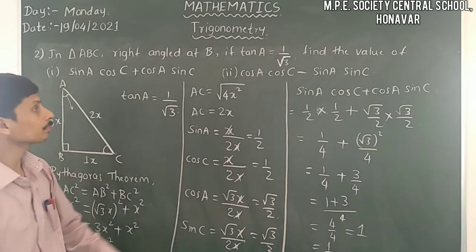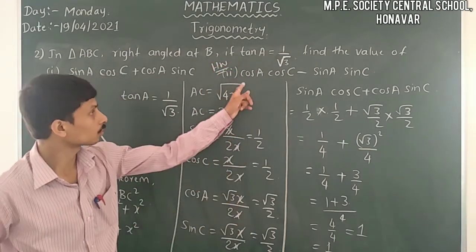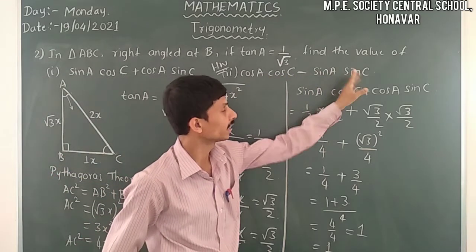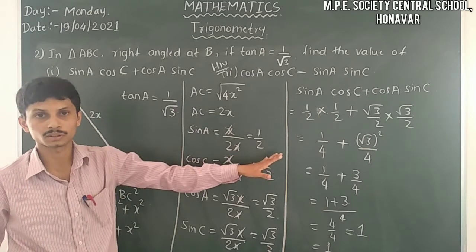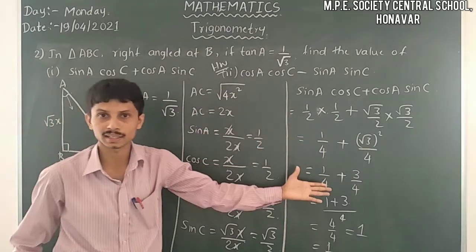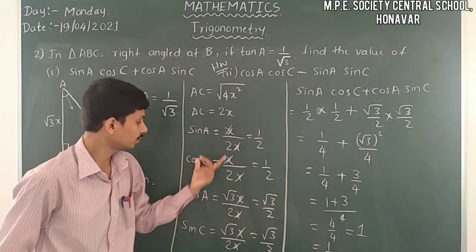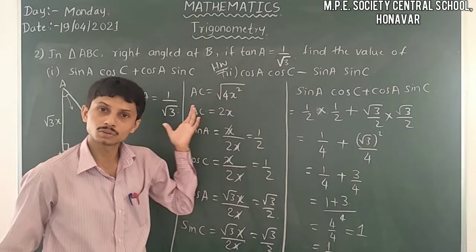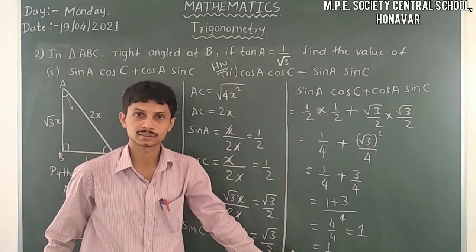Here I am giving the homework, just try it. So cos A cos C minus sin A sin C. If you have the values, you can find it here only. Just substitute the values and get the answers. Otherwise, you can find the values again using this triangle, then substitute the values and get the answers.